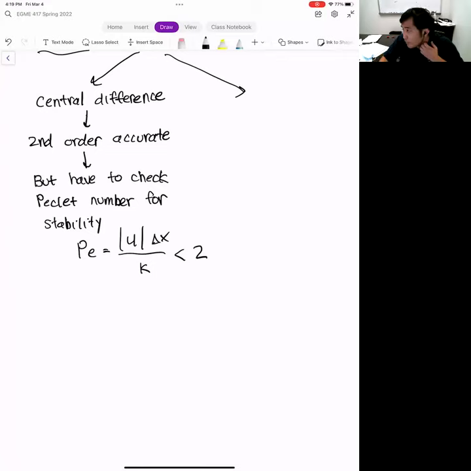Because usually for these problems you're going to have everything that you need. You're going to have the convection velocity that's given to you in the problem. You have the grid spacing, because that's going to be given to you in the problem as well, and the diffusion coefficient also is going to be given to you in the problem. Okay, so you should be able to compute right away whether your scheme is going to be stable with a central differencing scheme.